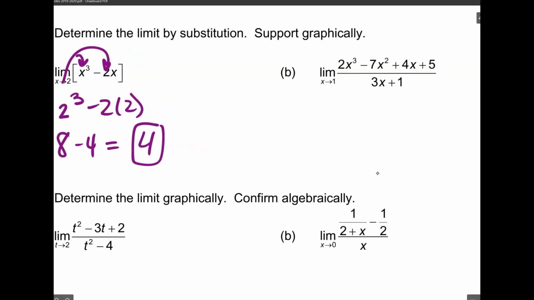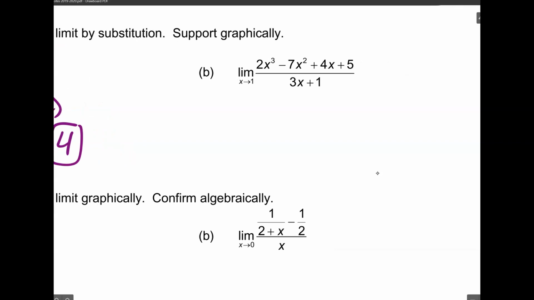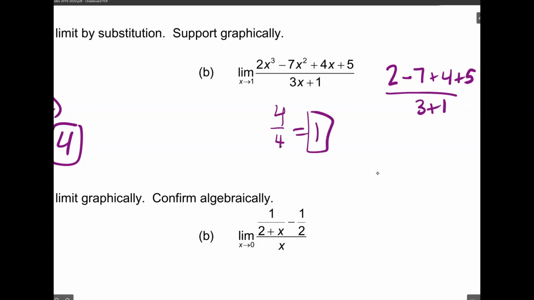So as long as I'm not approaching a number that will make my function equal 0, I'll be okay. And I see that putting in 1 down here puts a number on the bottom, right? I won't be dividing by 0, so I can just plug in to find the answer. So plug in a value of 1: 2 minus 7 plus 4 plus 5 over 3 plus 1. So 4 over 4 is 1. Awesome.